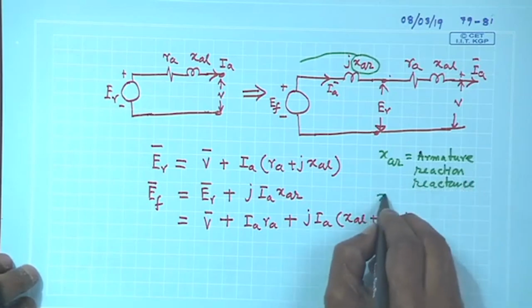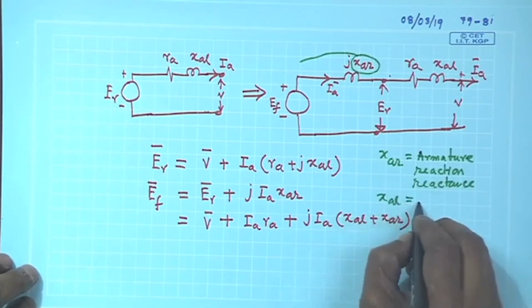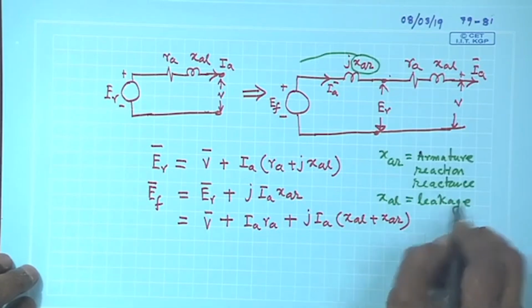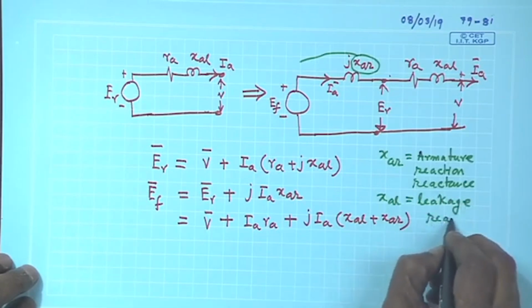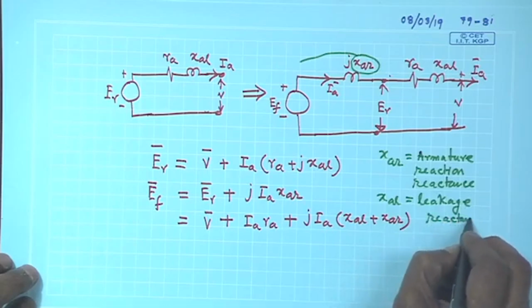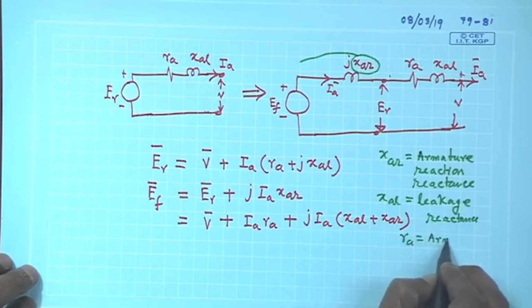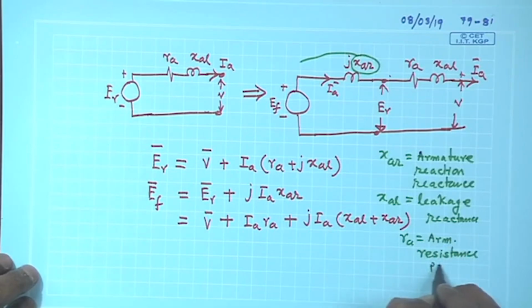And what is XL? XL is leakage reactance, as it happens with any coils, leakage reactance per phase. And what is RA? RA is the armature resistance per phase. So, everything is per phase.